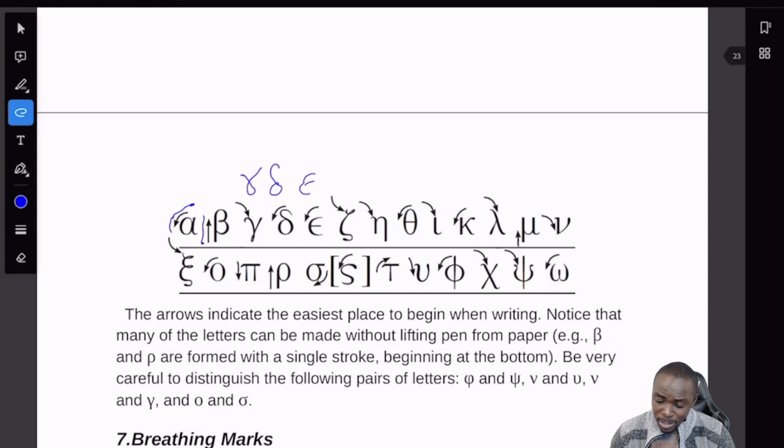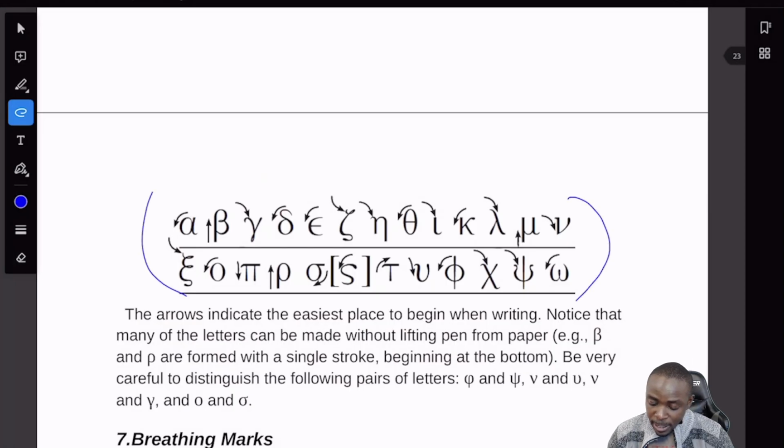But the key is to ensure that you have an idea as to how to write. This section just gives you an idea as to how to write. The arrows indicate the easiest place to begin when writing. Notice that many of the letters can be made without lifting pen from paper. For example, beta and rho are formed with a single stroke beginning at the bottom.